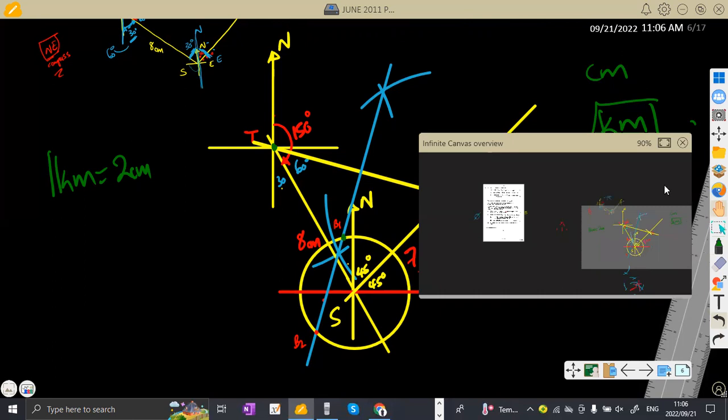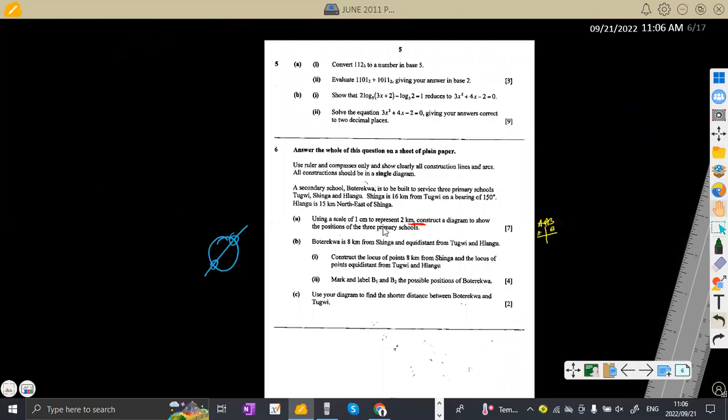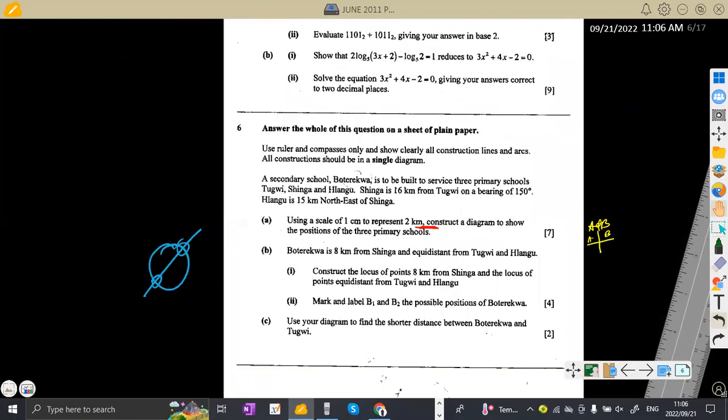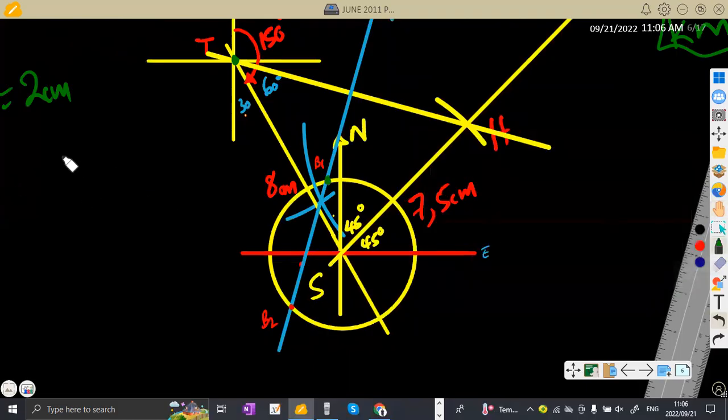Okay. So that was the easier way, guys, that we could have constructed 1 centimeter to 2 kilometers. This is 1 centimeter to 2 kilometers. So maybe you get 5 centimeters, you multiply by 2. Whatever you get, you multiply by 2. It will be in what? In kilometers. So that was the case, guys, on your construction.